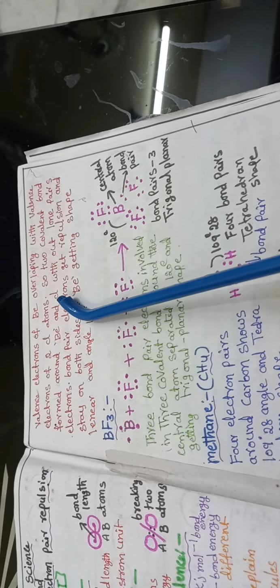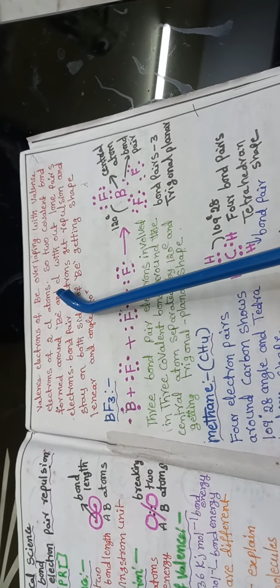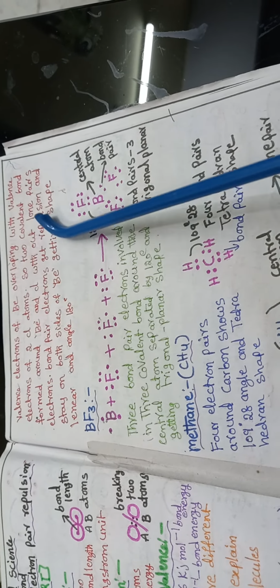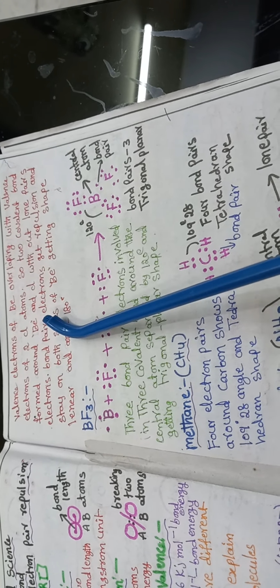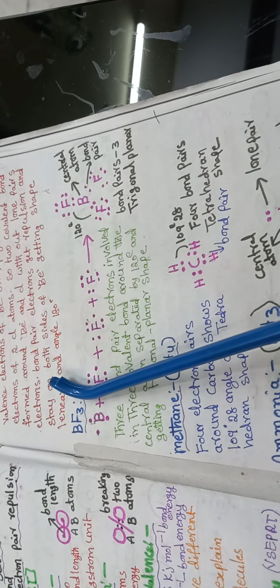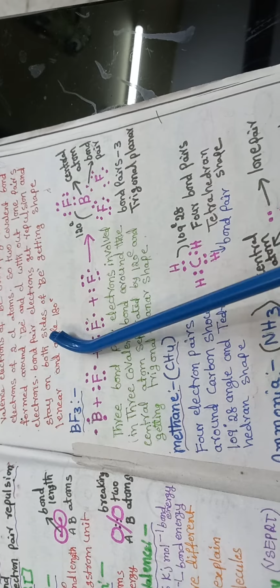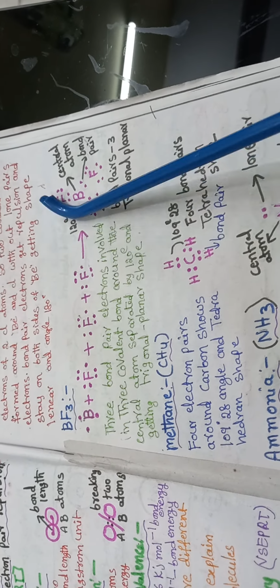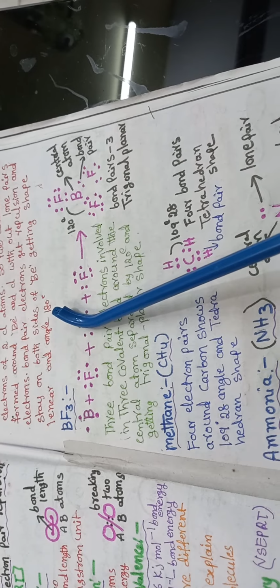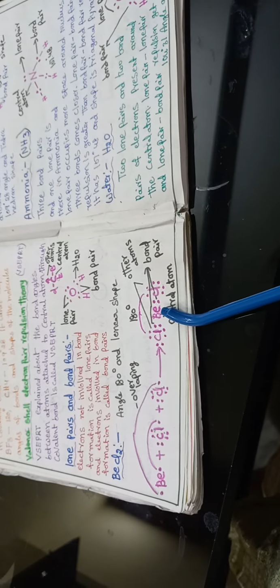Valence electrons of beryllium overlap with valence electrons of 2 chlorine atoms, so 2 covalent bonds are formed around beryllium and chlorine without lone pair electrons. Bond pair electrons repel and stay on both sides of the beryllium, giving a linear shape and an angle of 180 degrees. So here we cannot see lone pair electrons in the covalent bonds of beryllium chloride.